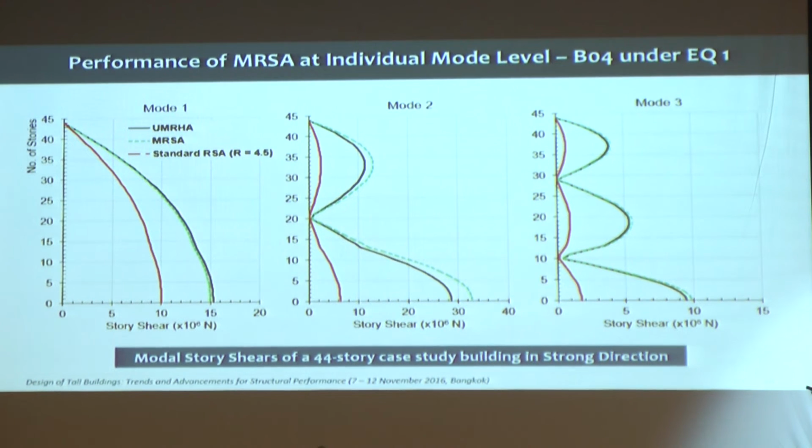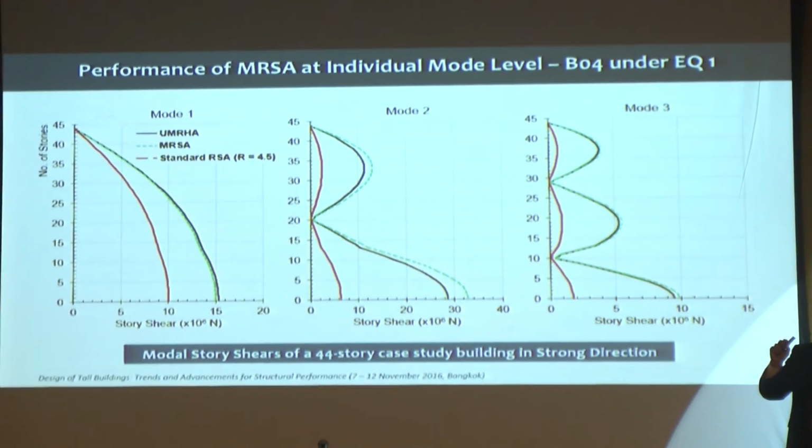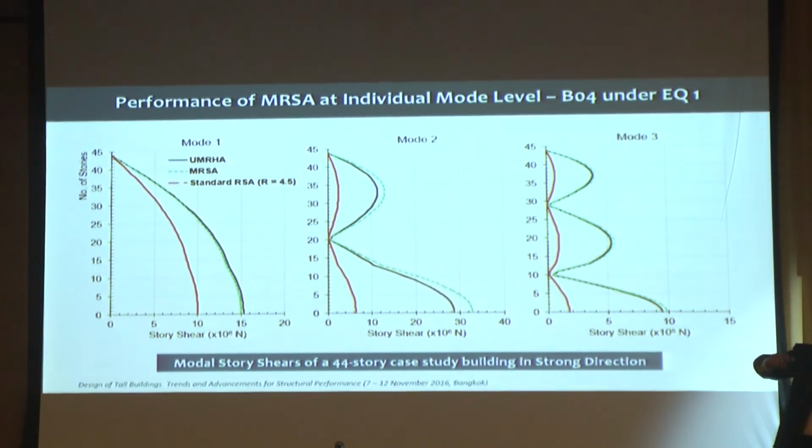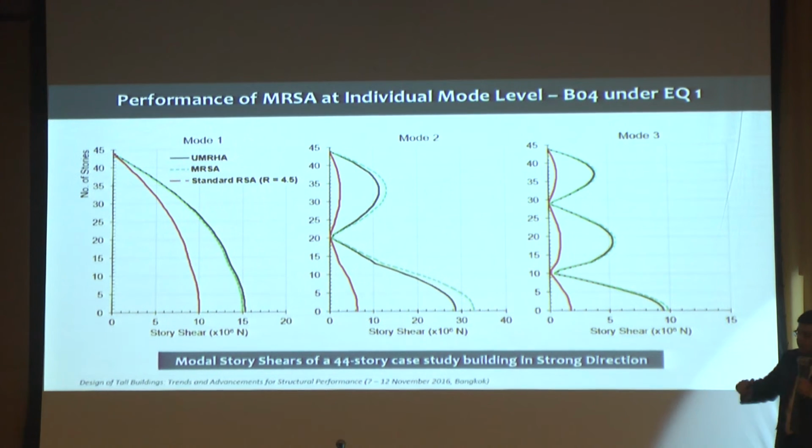The black line in this shows all 3 modal responses of story shears of one of the case study buildings: mode 1, mode 2 and mode 3. The black line shows the response from the appropriately mapped single degree of freedom system, mapped to the cyclic response of that mode. It means UMRHA, the decomposed response from NLRHA. So this is considered the benchmark of accuracy. If our analysis results match the black line, they are accurate. If not, they are not accurate.